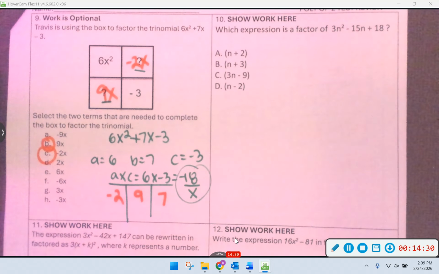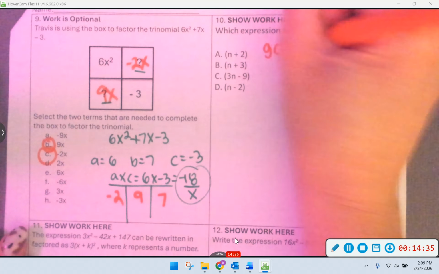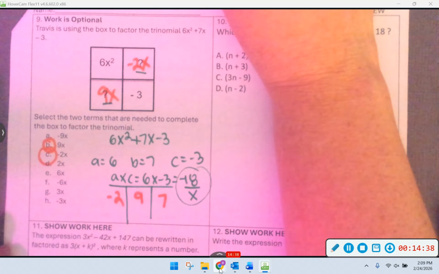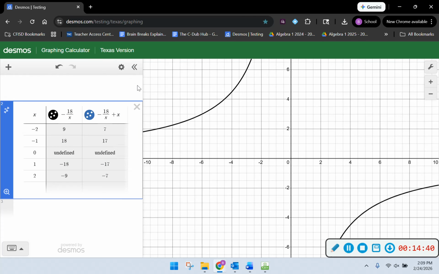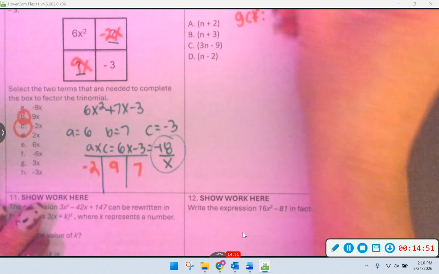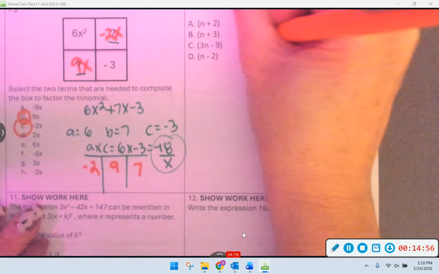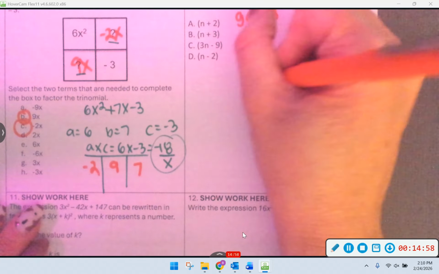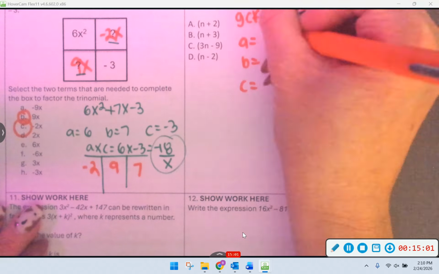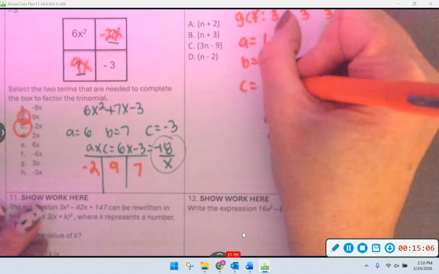Make sure you show work for number 10 because it says so at the top. We're going to check for our GCF first. So our GCF of 3, 15, and 18. GCF of 3, 15, 18 is 3. So I'm going to divide each of these by 3 to get my A, my B, and my C. So my A is 3 divided by 3, 1. My B is negative 15 divided by 3, which is negative 5. My C is going to be 18 divided by 3, which is 6.